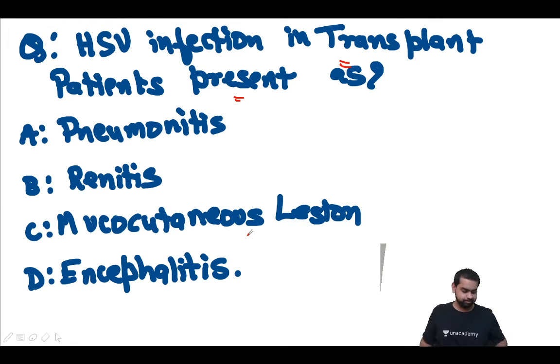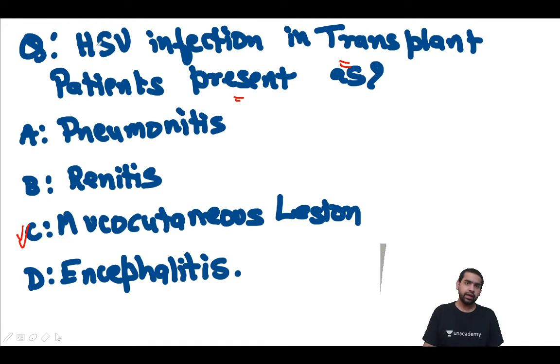So no doubt the most common infection which occurs is the cytomegalovirus, but sometimes patients can also present with an HSV infection. If there is an HSV infection in this particular patient, how will the patient present to you? I'm getting a mixed response between C, A and D. So what is the answer, guys? Okay, fair enough. The answer to this question is in fact a mucocutaneous lesion.